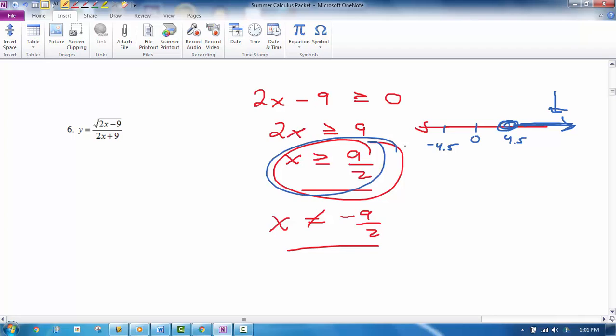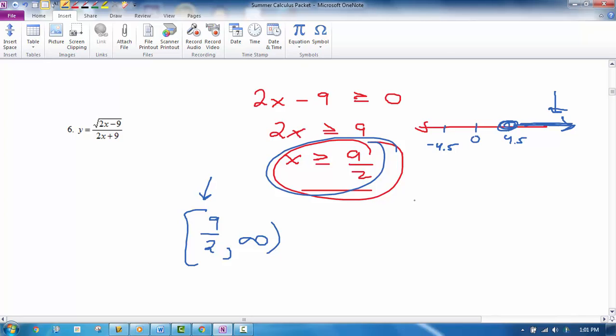So that's our answer. Now we can put that in interval notation, which is what we want to do. That in interval notation would be 9/2 all the way up to positive infinity, but we can include 9/2. We're going to put a bracket here instead of a parenthesis because we are including that point right there.